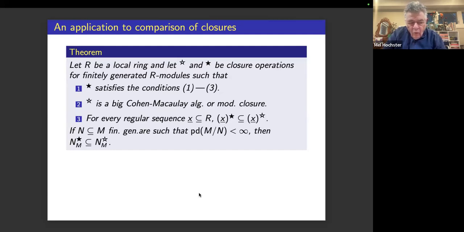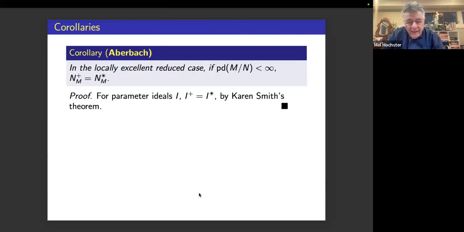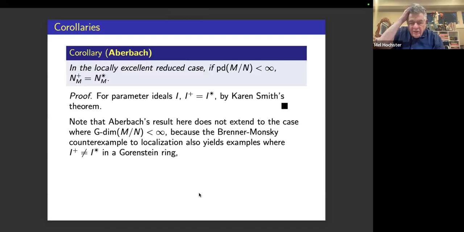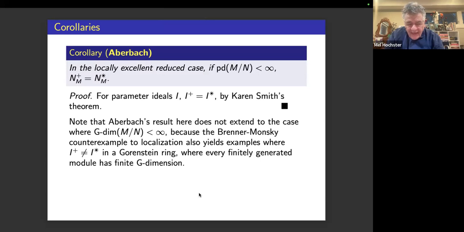This applies in particular when the solid star is tight closure and the hollow star is plus closure. And in that case, you get Smith's theorem as a corollary, that plus closure is the same as tight closure, just using the embedding result and this theorem of Karen Smith. And again, you can't extend this theorem to finite G-dimension for the same reason, because in the Brenner-Monsky example, you get an ideal whose plus closure isn't equal to its tight closure. It can't be true for all ideals in that ring, or plus closure would commute with localization. And in a Gorenstein ring, every finitely generated module has finite G-dimension. So you can't get too optimistic.